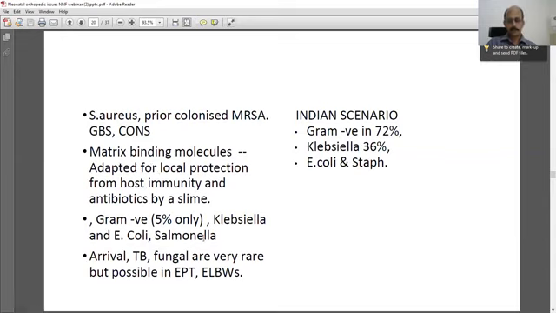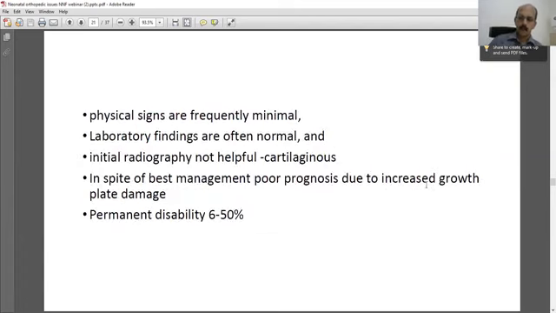Other causes sometimes have been documented: atypical, TB, fungal. These are rare. And in the Indian scenario, a study from Ramachandra Hospital in Chennai documented more gram-negative organisms, mainly Klebsiella. 72% were gram-negative, of which 36% was Klebsiella. The other 36% were made up of E. coli and Staphylococcus. So in the Indian scenario, we have more gram-negative organisms, also because of the iatrogenic issues.